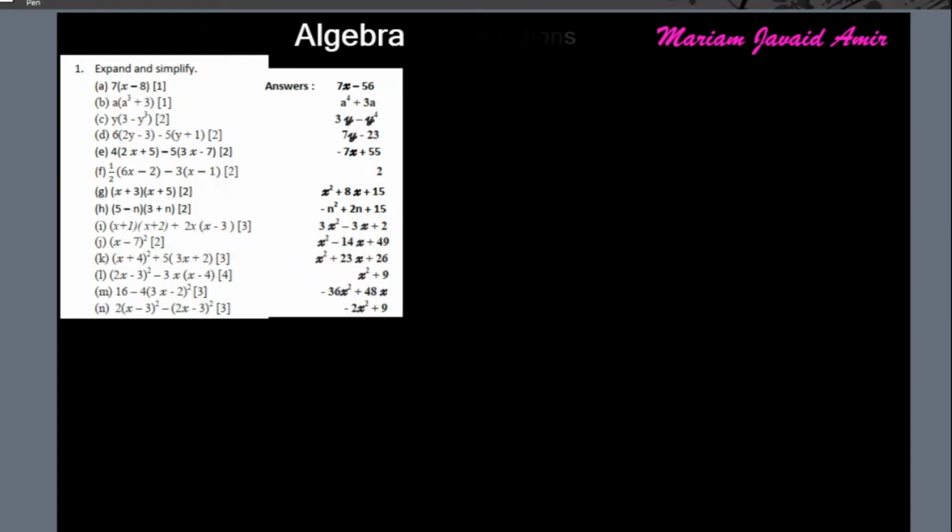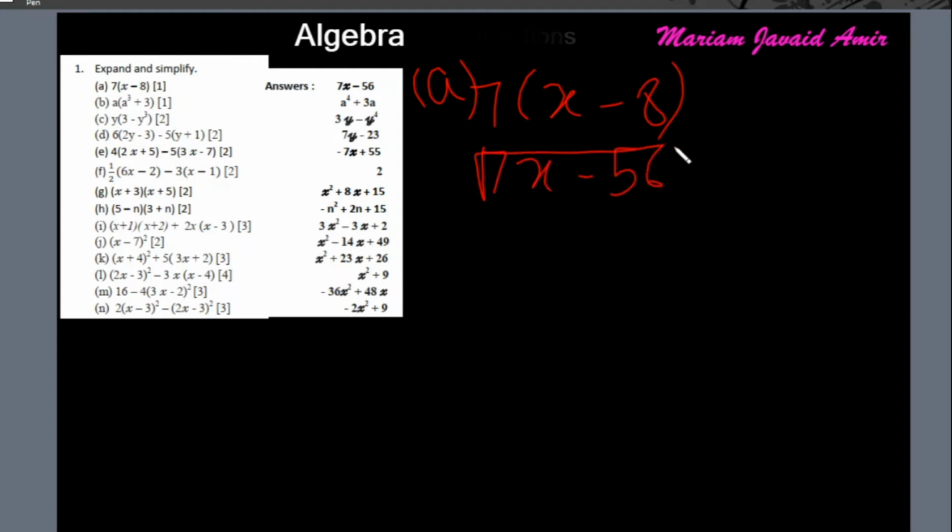Everyone, we're doing a worksheet on algebra that covers all the algebra we've done in grade 8. Alright, question 1, expand and simplify. Part A is simply 7 times (x minus 8). We open the brackets, we get 7x minus 56. Answer for part A.